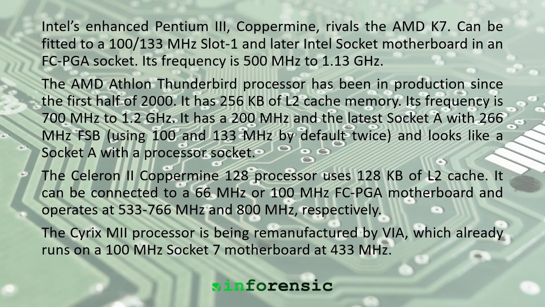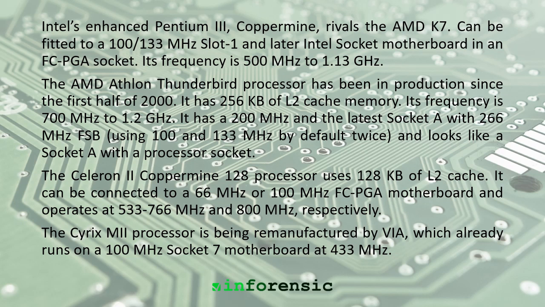Intel's enhanced Pentium III Coppermine rivals the AMD K7. It can be fitted to a 100-133 MHz Slot 1 and later Intel socket motherboard in an FC-PGA socket. Its frequency is 500 MHz to 1.13 GHz.